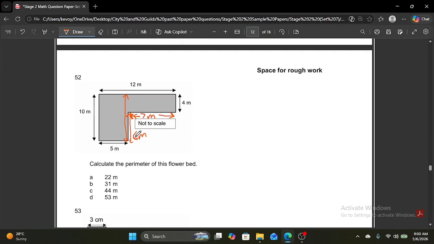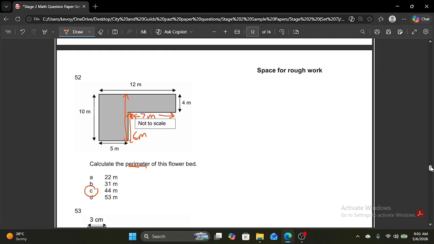31 plus 6 will give you 37, and 37 plus 7 will give you 44. So 44 meters will be the total of the sides, or the perimeter, for this flower bed right here. So all we do is add all the sides. If you see that there's a side that's missing, find the missing side. And if you look, you can easily find the missing side.